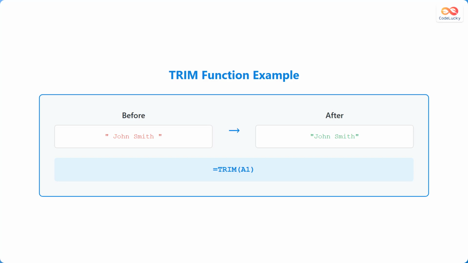Let's look at an example of the trim function. Before applying the trim function, the text reads, John Smith. After using the trim function, the text reads, John Smith. The formula used here is equals trim, open parenthesis, A1 close parenthesis.